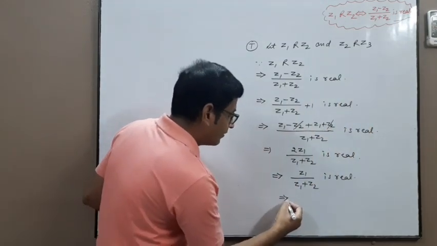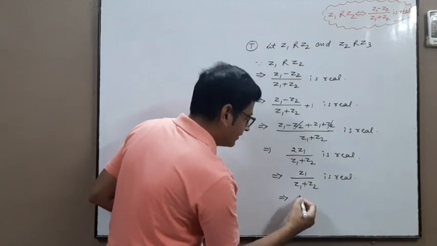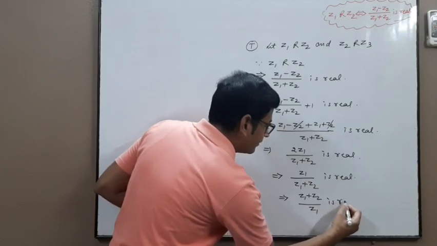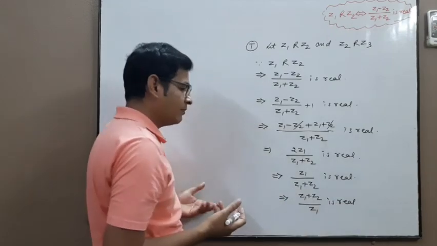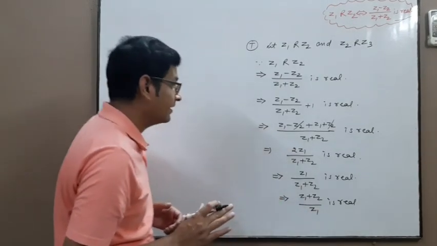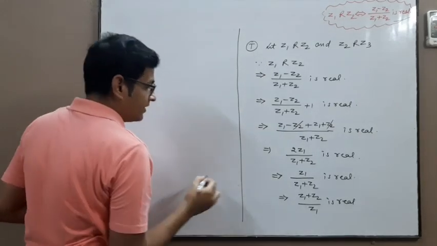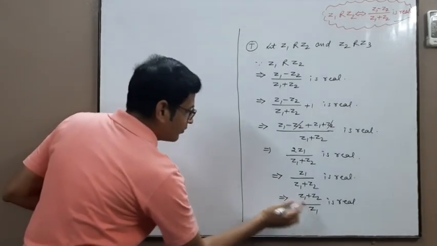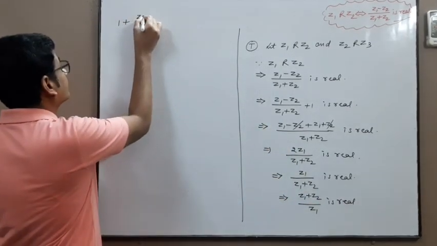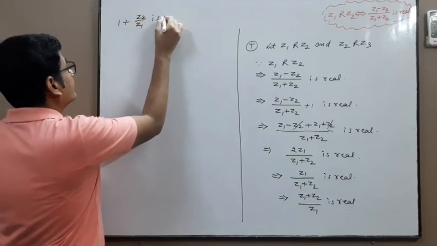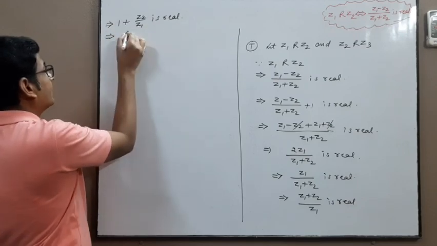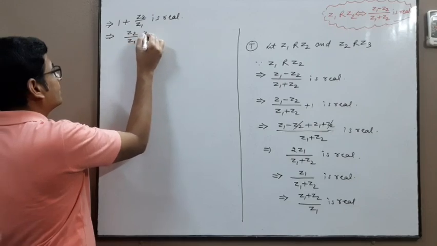Now Z1/(Z1 + Z2) is real, then (Z1 + Z2)/Z1 is also real. The reciprocal of any real number is real. Clearly Z1 belongs to C0, meaning not equal to 0, so we can write next step, separate: Z1/Z1 + Z2/Z1 = 1 + Z2/Z1 is real. If 1 plus something is real, then Z2/Z1 is also real.